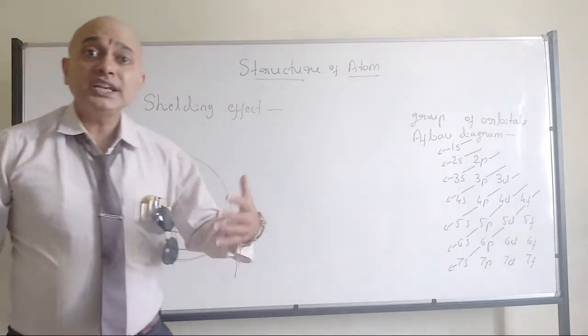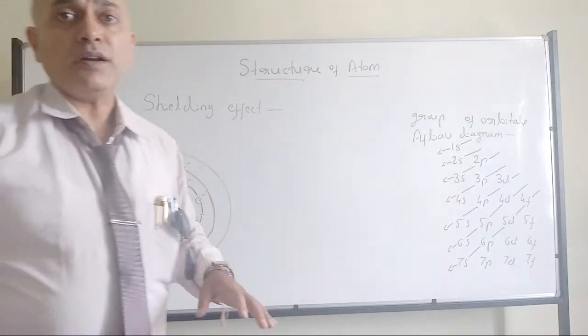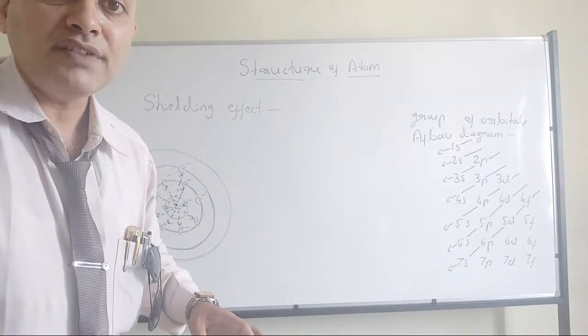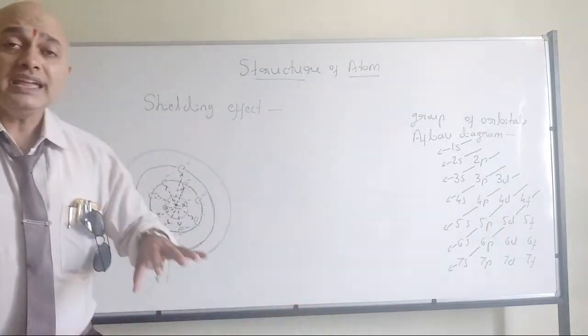So that means as the electrons move away from the nucleus, they will have more shielding effect by inner electrons. They will have more shielding effect acting on them due to the inner electrons.